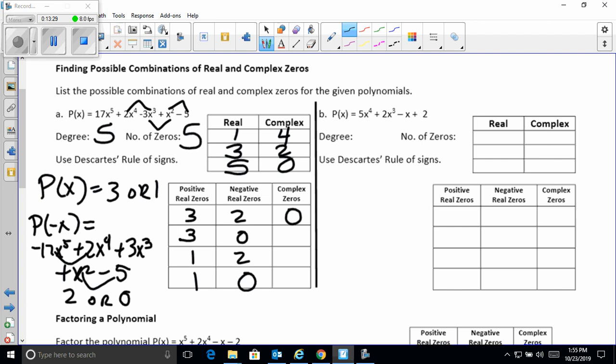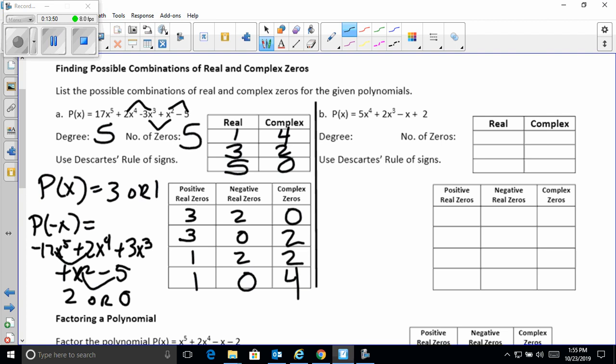Looking at the second one, I have 3 and 0. So I could have 2 complex. Looking at that third one, I have 1 and 2. So that's 3. So I could have 2 complex. And then looking at the last one, I have 1 positive, 0 negative. So that means I could have 4 complex. So these are my options for what I could have.